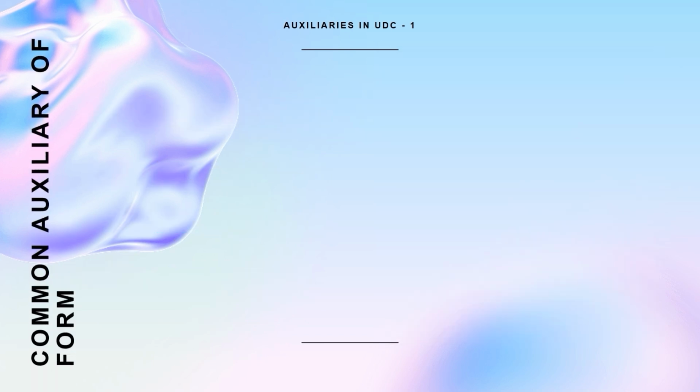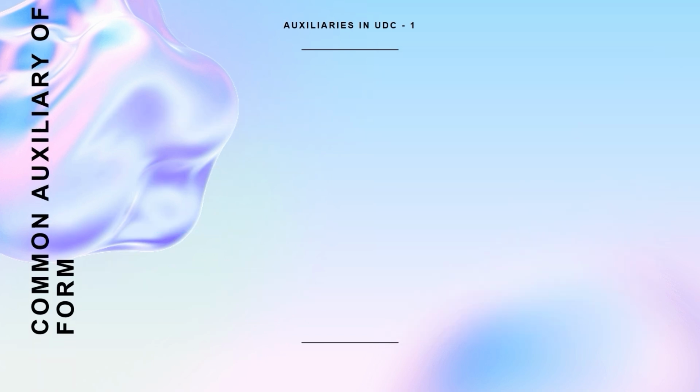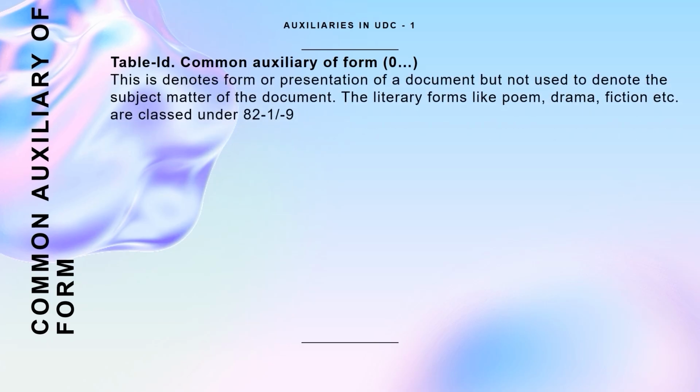Okay. Next one is Table 1d, common auxiliaries of form, denoted within parenthesis (0...), where the triple dot means 1 to 9, so (01) to (09). This common auxiliary denotes the form or presentation of the document, not the subject matter, only the form of the document. The literary form, like poem, drama, fiction, etc., are all classed under 82-1 to 9.